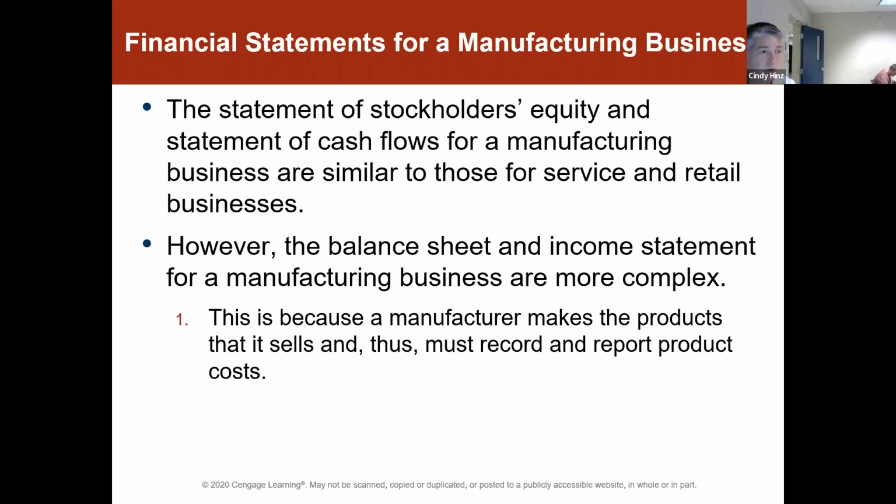We introduced the terms of prime costs. Those are the direct costs, direct materials and direct labor, and conversion costs, which are the direct labor and overhead combined. Those are the costs of taking the direct materials and turning them into a finished product. Does anyone have any questions about those concepts, terms that we talked about last class?